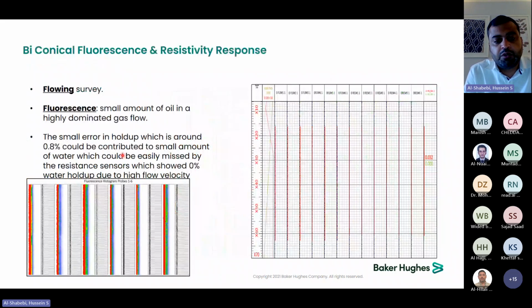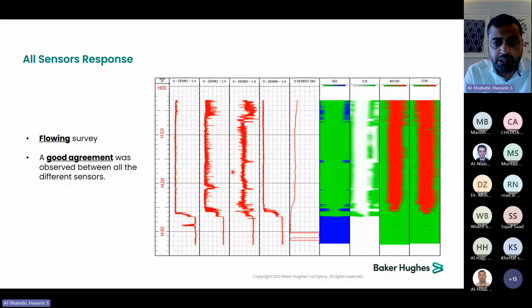All these measurements that I was showing were in the vertical section. So this slide is in the horizontal section and combining all the measurements together. So I'll start from the left side. I selected over here 4 sensors of the density. This track and this track is in the top side, and this one is in the middle, and this track is in the bottom of the cross section. This is the tool orientation. This is the resistance image, and this is the fluorescence image, and this is the biconical, and this is the conical.